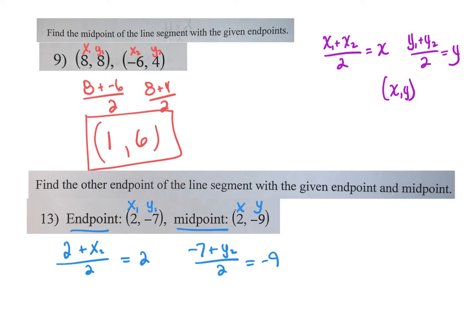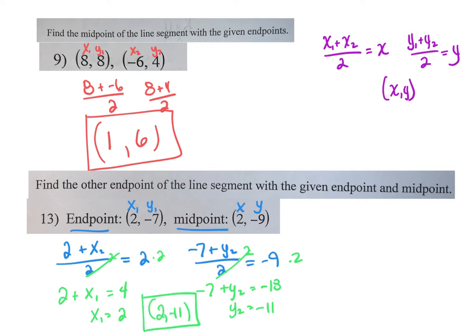You're just going to multiply both sides by 2. So I get 2 plus x2 equals 4. Subtract 2. My x value is going to be 2. Multiply by 2 on this side. Negative 7 plus y2 is going to be negative 18. Add 7, and my y2 is negative 11. So the other endpoint is going to be 2, negative 11. They gave me the midpoint, and I'm just solving back into it.